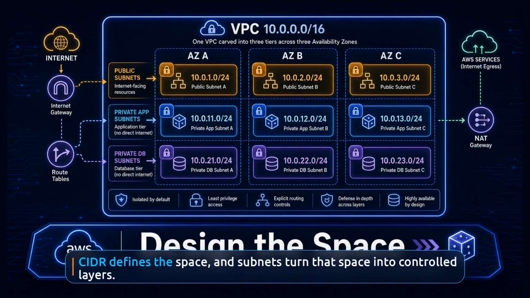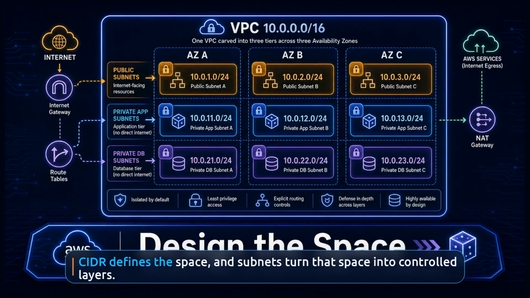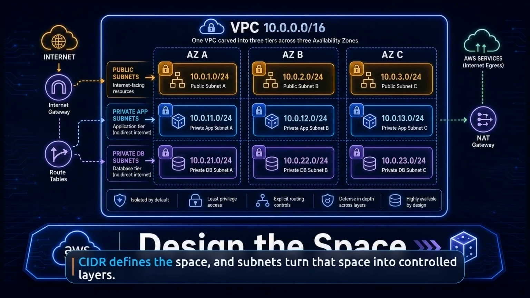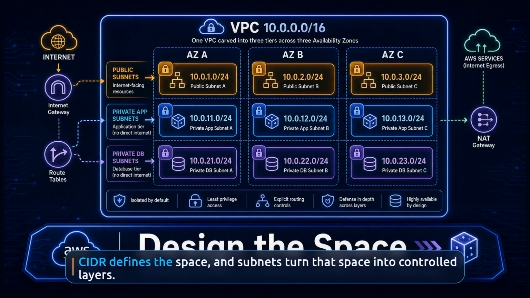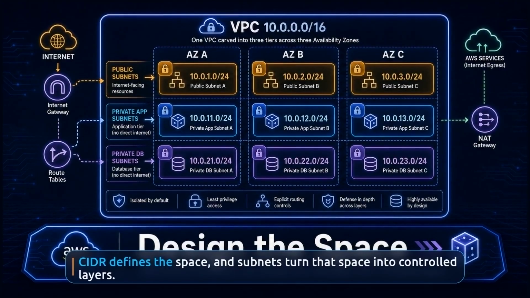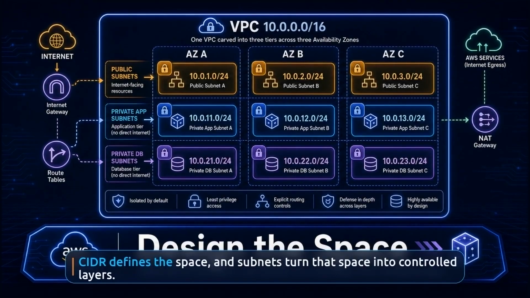Public subnets, 10.0.1.0/24, 10.0.2.0/24, and 10.0.3.0/24. Private application subnets, 10.0.11.0/24, 10.0.12.0/24, and 10.0.13.0/24. Private database subnets, 10.0.21.0/24, 10.0.22.0/24, and 10.0.23.0/24. Why this pattern?